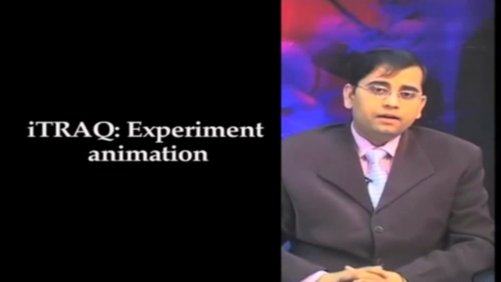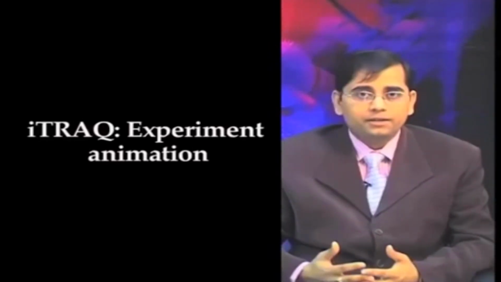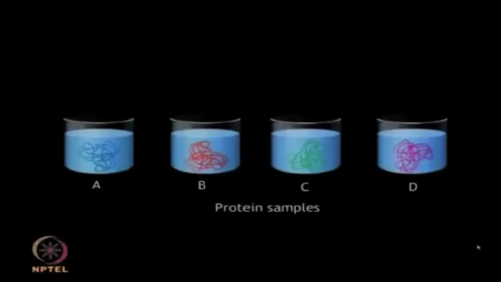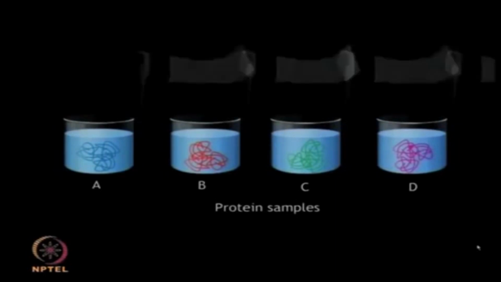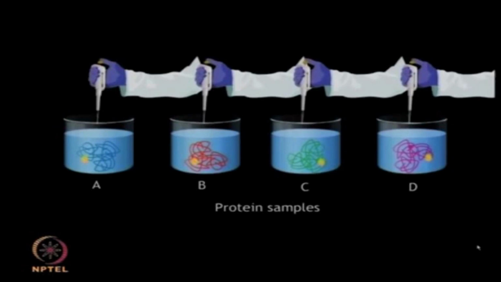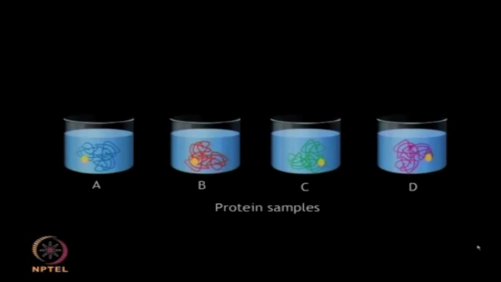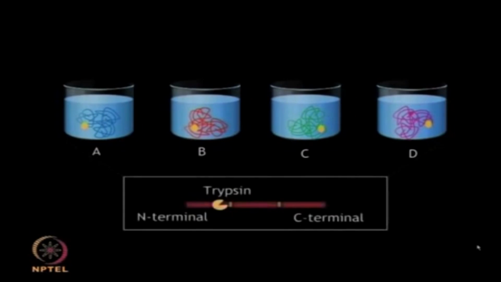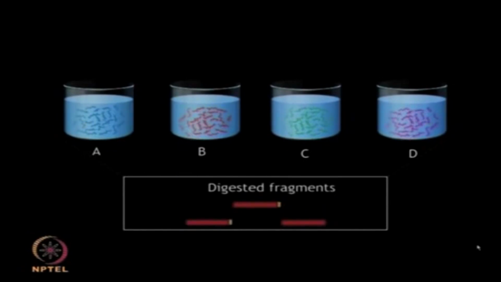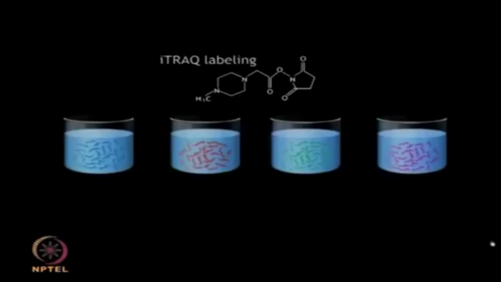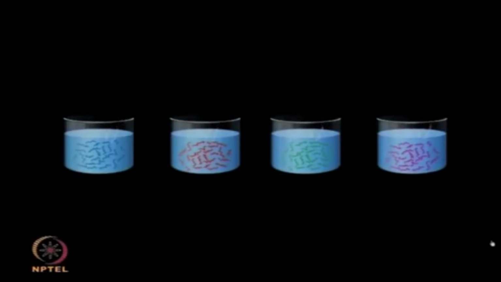I will now describe the overall iTRAQ technique by showing you an animation. Okay, in this animation we will talk about the iTRAQ technique. The protein samples to be analyzed are first digested with trypsin into smaller peptide fragments. The trypsin cleaves the proteins at the C terminal of lysine and arginine residues, unless they are followed by a proline residue.